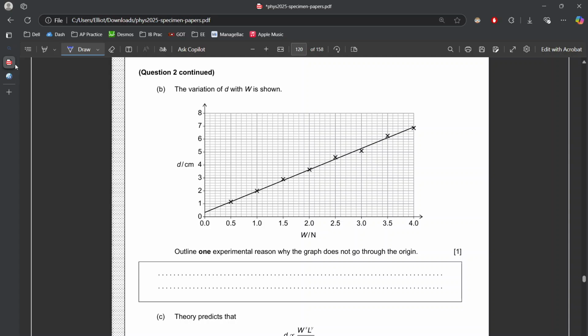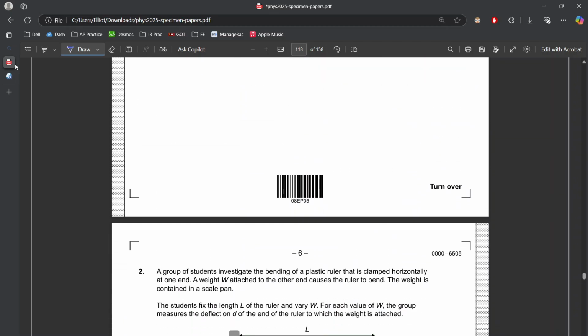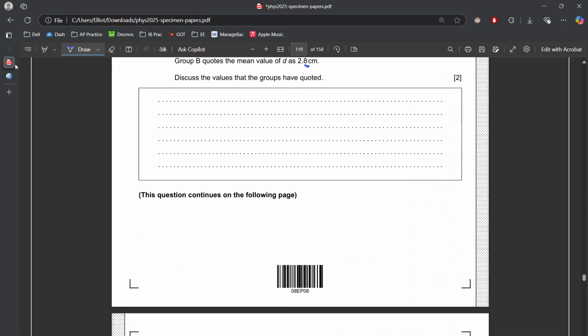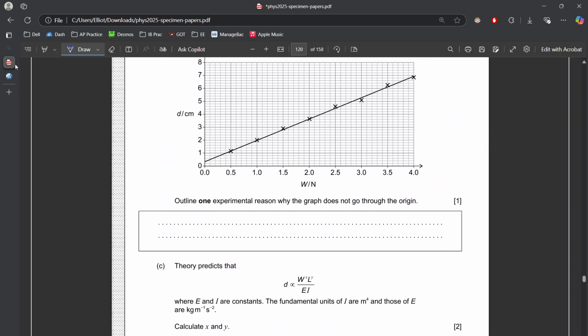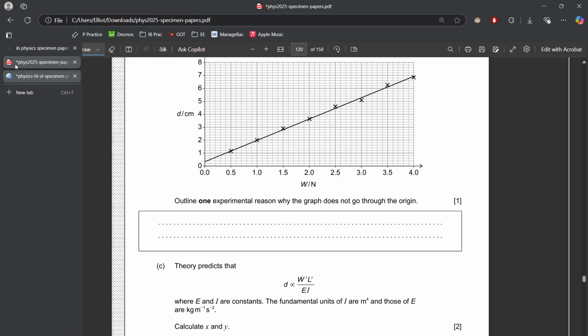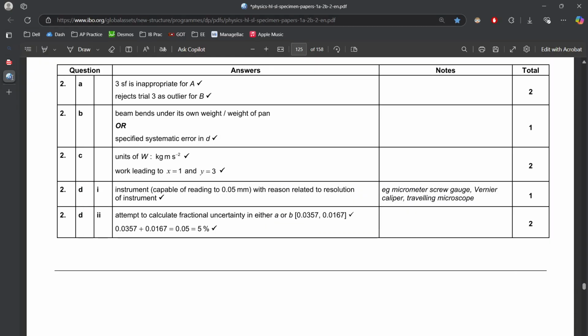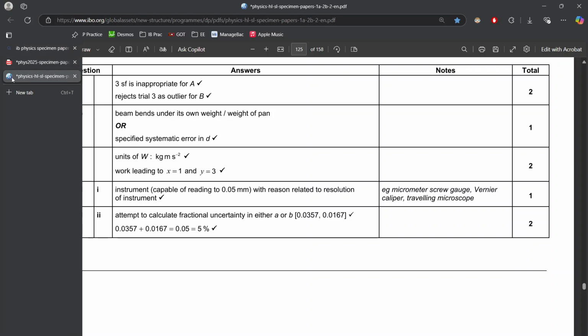I don't know. Let's see. Okay, so they have a ruler, and they put a weight on the ruler to make it bend. And the amount it bends is one experimental reason. Well, because the ruler, I don't even know if it's a ruler, but the meter stick, whatever they're measuring with, plastic ruler. Okay, so the ruler has a weight itself, so it could be deforming on its own. Is one reason possible. Under its own weight. Okay, boom. Gets 1 mark. Or the weight of the pan, whatever they're putting the weight in.